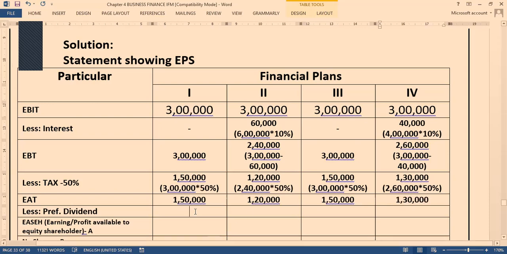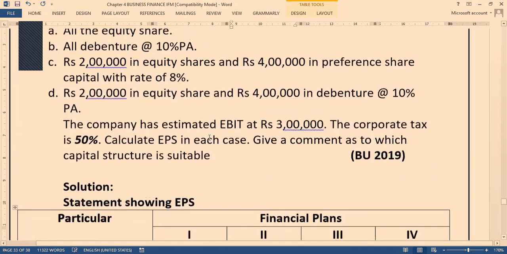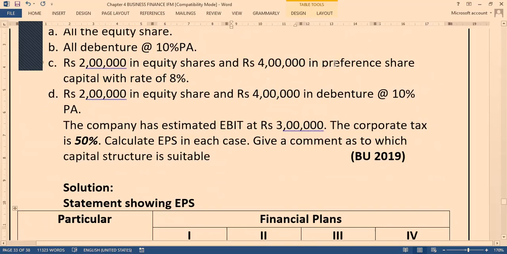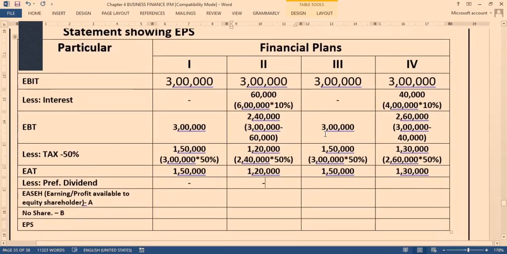Now we have to check in these cases whether there is any kind of dividend. Whereas in financial plan 1 we don't have any dividend. Whereas in financial plan 2 also we don't have any dividend. I think so. Just check the question. Yes, there is no dividend. Whereas in financial plan 3 we have preference share that we have to pay a dividend.